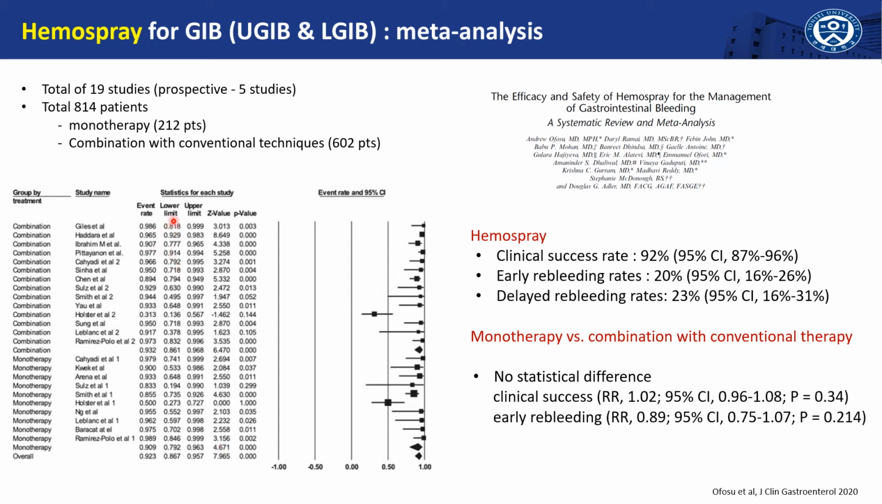Recently, two meta-analyses were published about hemostatic powder, and this meta-analysis includes upper GI bleeding and lower GI bleeding. They include 19 studies with over 800 patients, and all studies used Hemospray. The clinical success rate is 92%, and the early rebleeding rate is 20%. They also show that monotherapy versus combination with conventional therapy has no statistical difference.